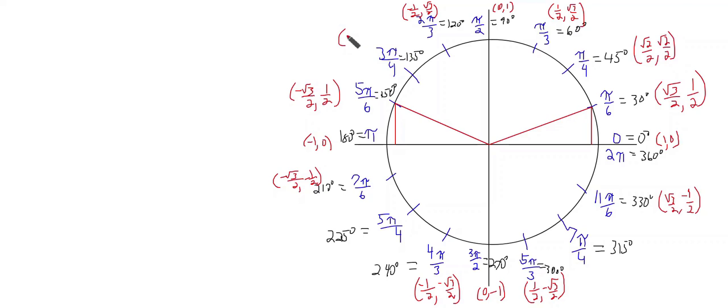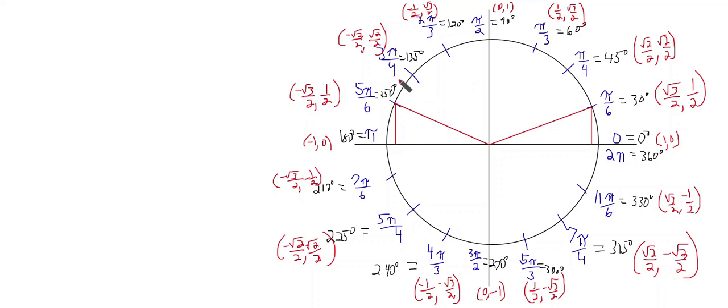Here we have negative square root of 2 over 2 and positive square root of 2 over 2. Notice x is negative, y is positive. Down here they are both negative, negative square root of 2 over 2 and negative square root of 2 over 2. Okay, and here x is positive, but y is negative. Cool. So now we've done the entire unit circle and we have all these measurements.